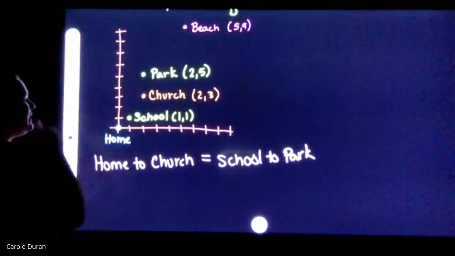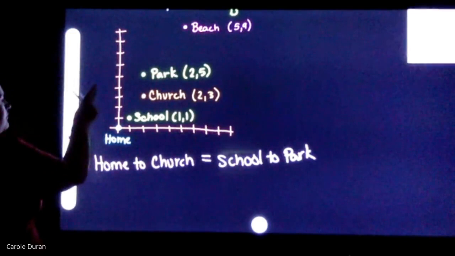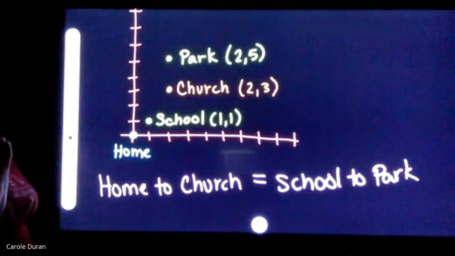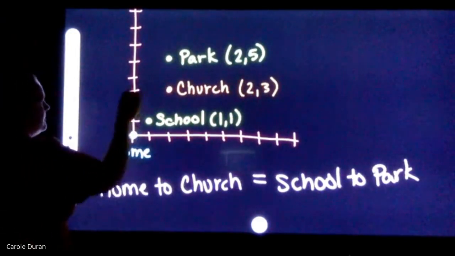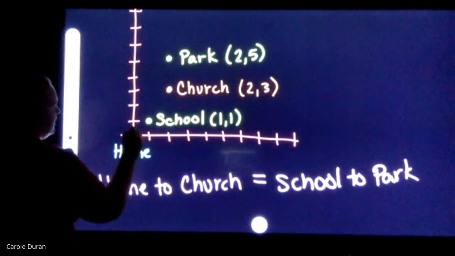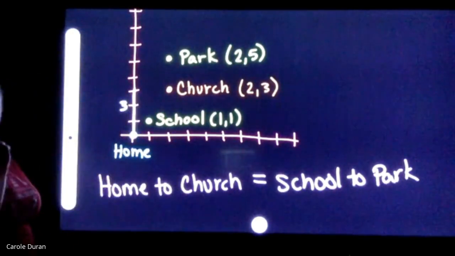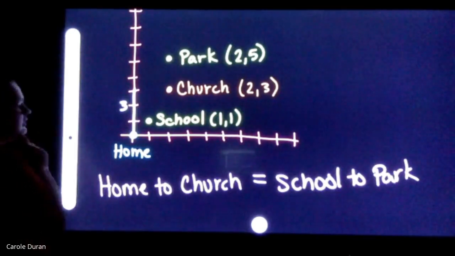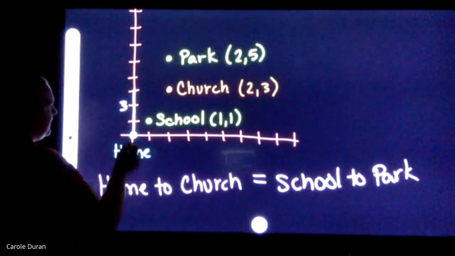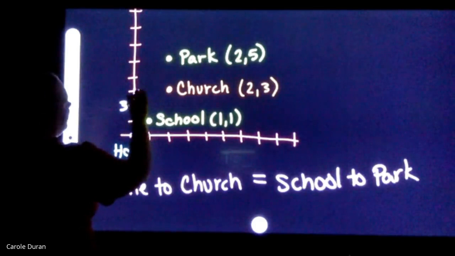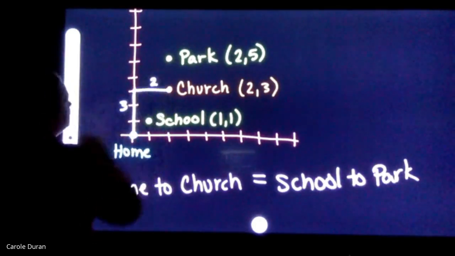So I need to do the same thing I did with the right triangles before. From home to get on the same level as the church, I had to go up 3 units. Then I need to go horizontally to get to the church, and that means I had to go right 2 units.